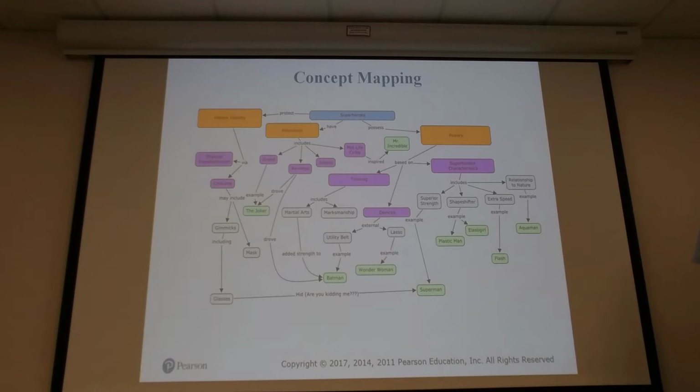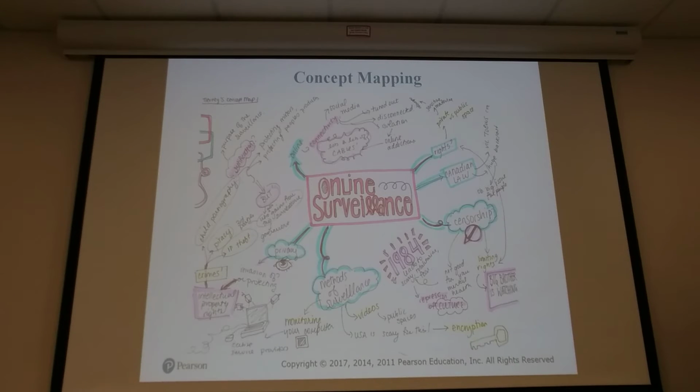With this example, here's one that an actual student did, on online surveillance. Some kid did this, and they can be very effective, because they have to research every concept in order to make the concept map complete. So they're going to be doing research, you're going to be writing all this down, and you can do them online. There are online tools that do them.